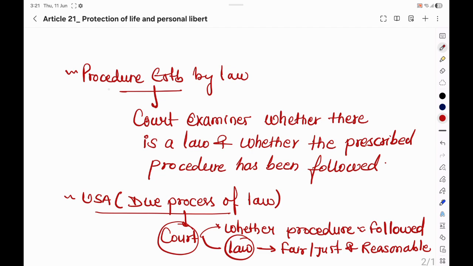Okay, so in the procedure established by law, there is what? A limited judicial review, that is of executive actions only. Whereas in due process of law, there is wider judicial review that can examine both the legislative as well as the executive. Like in procedure established by law, the court basically examines the validity of procedure only, that is the executive actions. And in due process of law, the fairness of law, that is the legislative action, as well as the validity of procedure, that is the executive action, both are checked. So the reasonableness or the fairness of law can be checked under the due process of law.